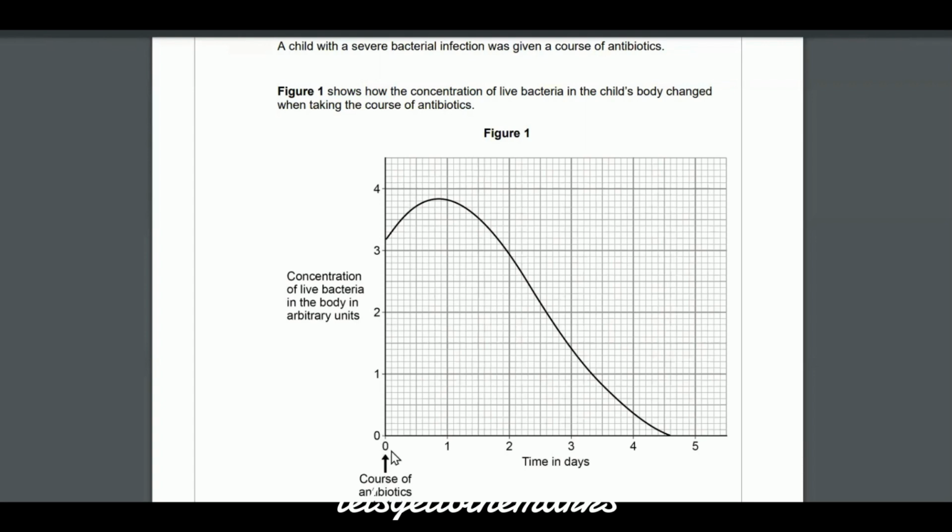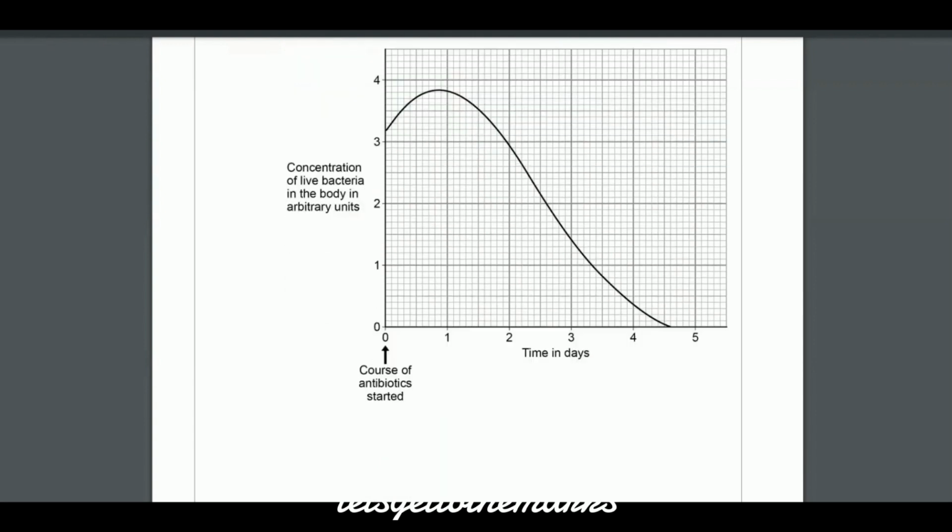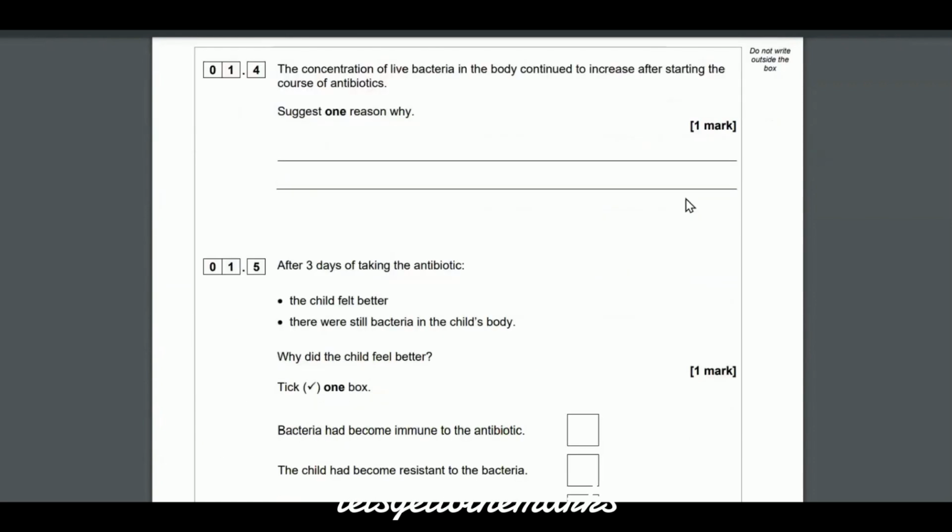They started the antibiotics here on day 0. Look, the bacteria was still increasing, but then after day 1, coming down through to day 3 and 4, the bacteria number in the body really decreased until it went to 0 by day 5. We're going to be asked some questions about that graph. So let's get into it.